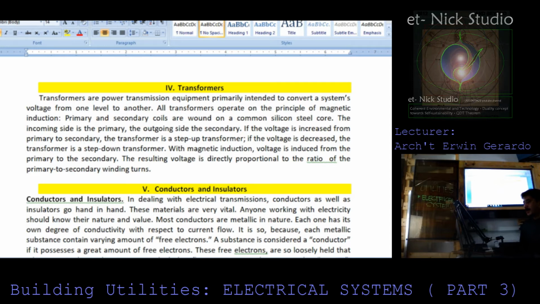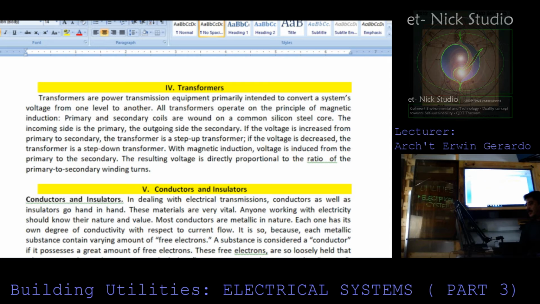Transformers. Transformers are power transmission equipment primarily intended to convert the system voltage from one level to another. All transformers operate on the principle of magnetic induction. Primary and secondary coils are wound on a common silicon steel core. The incoming side is the primary. The outgoing side is the secondary.